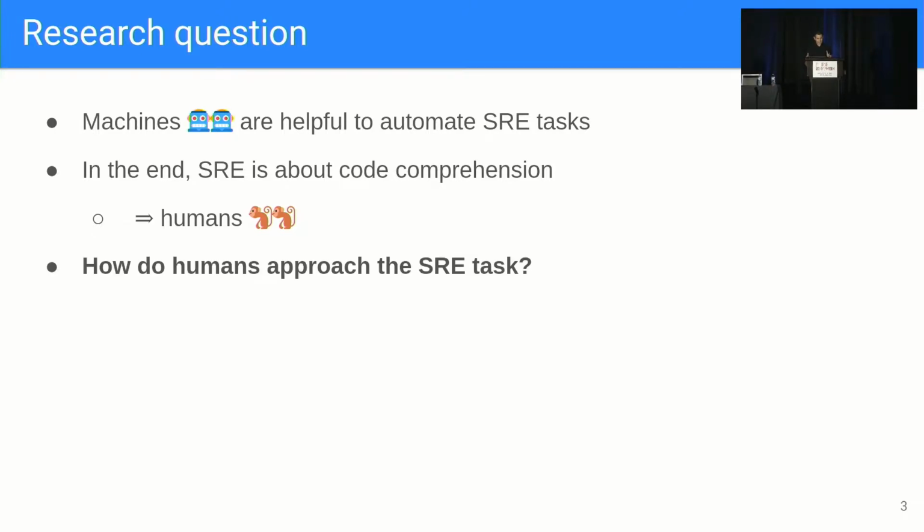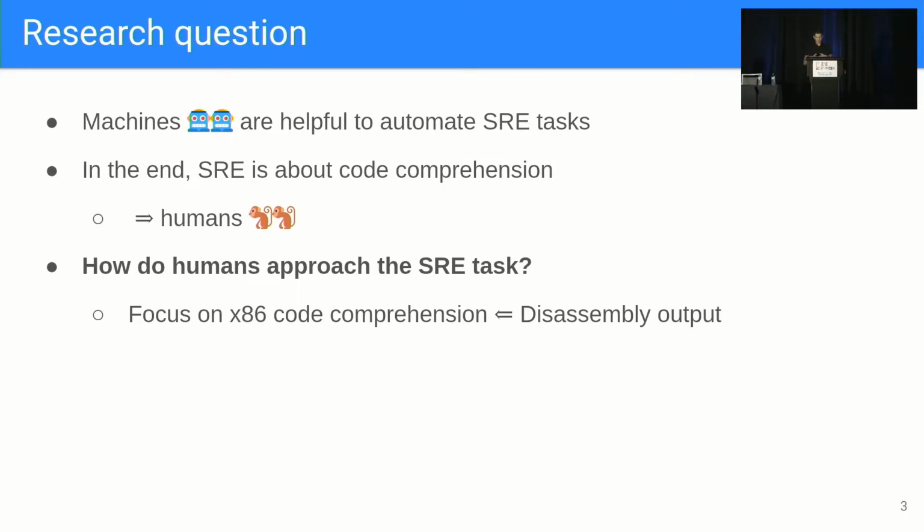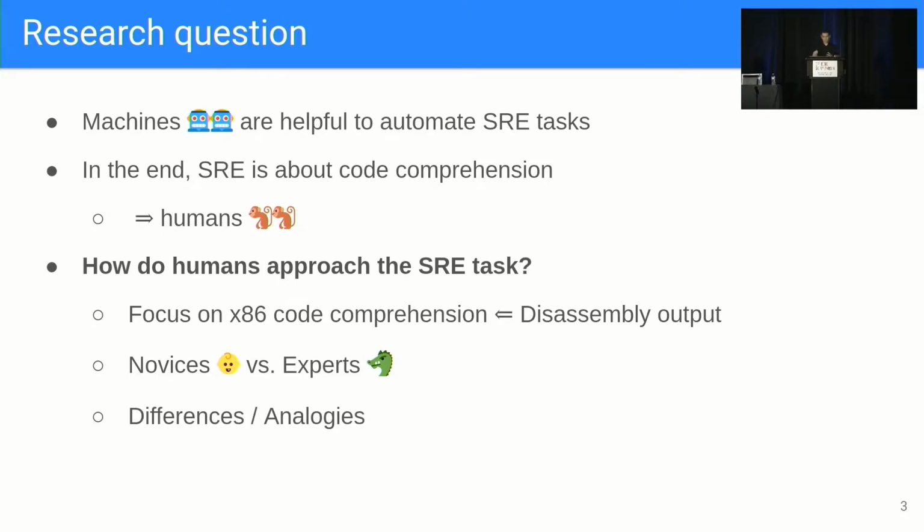And so we asked, how do humans approach the software reverse engineering task? We focused, as I said before, on the output of a disassembly, therefore assembly code. We focus on x86 code because it is the most common architecture taught in malware analysis or reverse engineering courses. And we tried to answer this question comparing novices and experts, trying to figure out what are the differences or analogies, and if we can teach novices something that we learn from the experts.